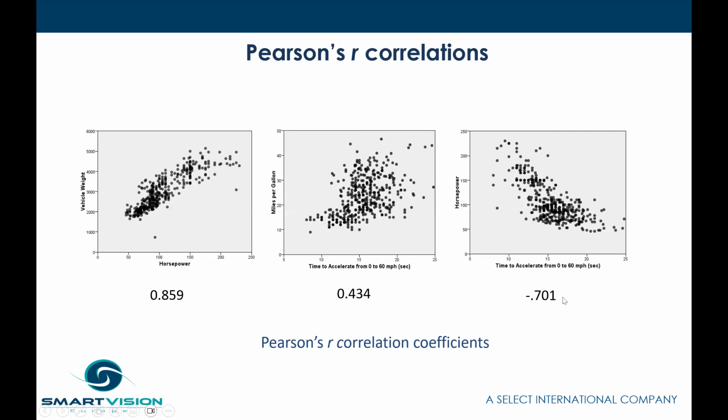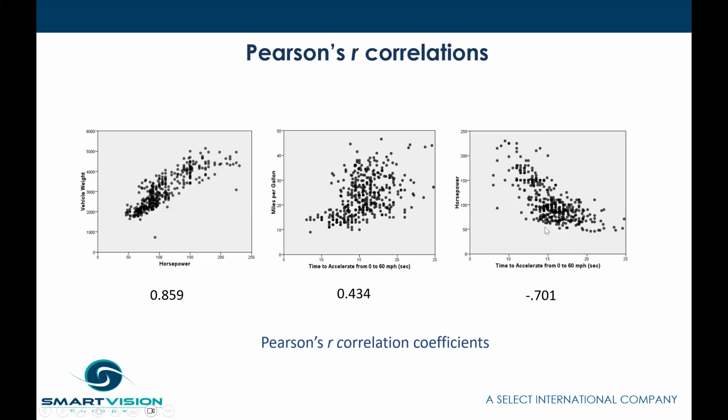The next one is a negative correlation. This is horsepower against time to accelerate. So this would be something like alcohol intake and reflex reaction time. The more alcohol, the poorer your reflexes, so it could be something like that.